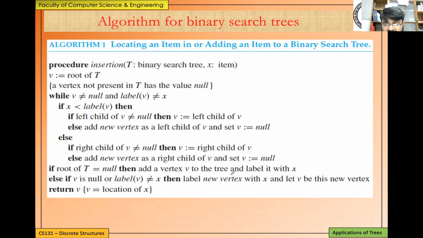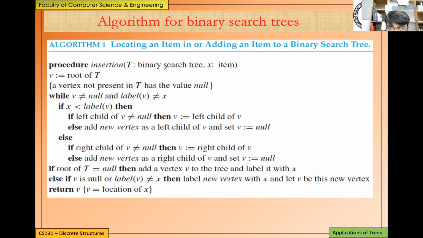I'm not going to go into the algorithm here. It's kind of too complex for you at the moment. However, since you know a bit of programming, I'll just try to go through it. So let's suppose that you want to insert. This is how you are going to locate an item in or add an item to a binary search tree. If you want to add an item, what you need is X, the item, and T, the binary search tree. And we can search for it.